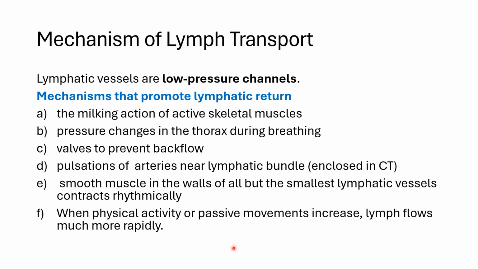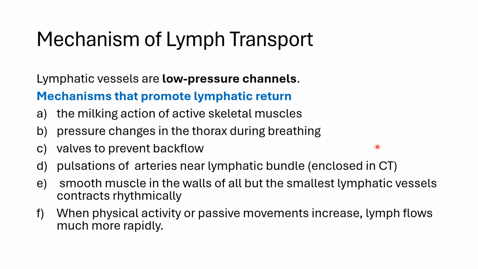And now how does the lymph move up towards the heart? Because we know that it is moving against gravity. What makes the flow of the lymph possible? So there are certain mechanisms. Lymphatic vessels themselves are low pressure channels, and the mechanisms that promote lymphatic return are, first of all, the milking action of the skeletal muscles. When we make the skeletal muscles contract and then relax, that action moves the lymph. So if you're sitting for a long time, it's a good idea to just contract your leg muscles so the lymph flow can happen.